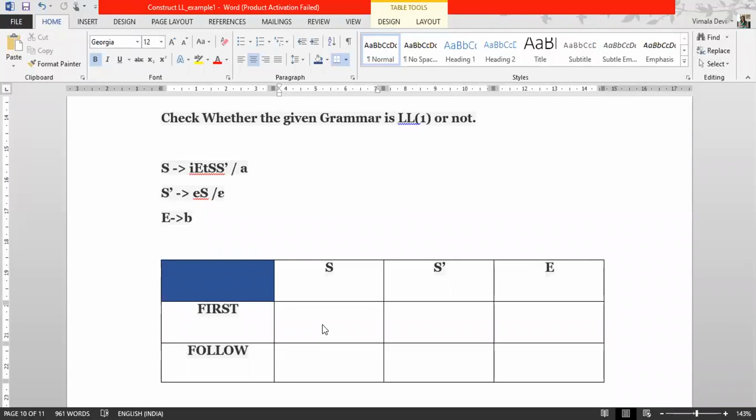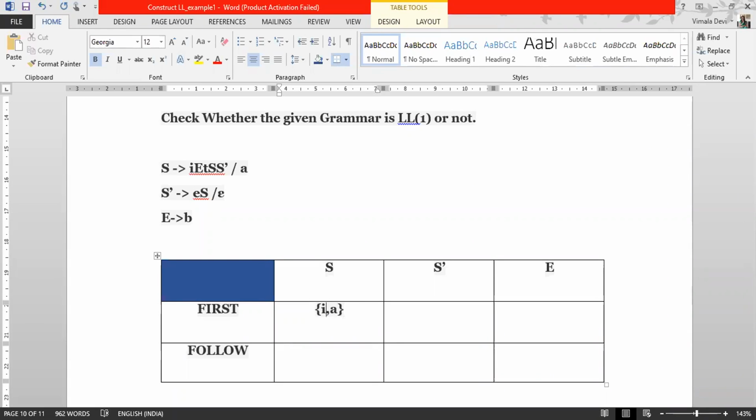Try to find the first set. I will also do along with you. Those who have not completely understood can continue to listen, or you can continue to do and later verify the answers. Okay. First of S. For S, there are two alternatives. Look into both the alternatives and see what is the first symbol. In this alternative, i is the first symbol. In the second alternative, a is the first symbol. Both are terminals. So directly enter first of S is {i, a}.